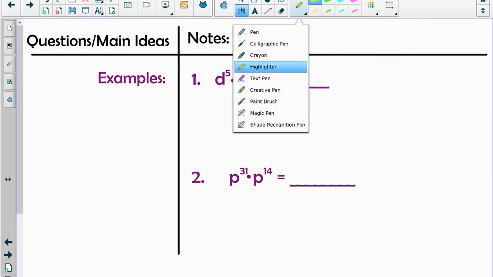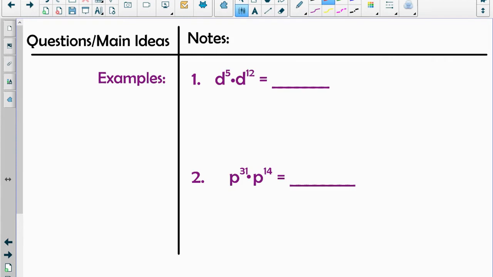So let's apply that here with our example number 1, d to the fifth power times d to the 12th power. I could write that out if I wanted to, expand it like d times d times d times d times d, but I don't really want to write all of that because it sounds like a lot of work. Instead, I'm reminded that the product of powers property tells me I just have to add the exponents 5 and 12, and that will tell me that my final answer should be d to the 17th power.